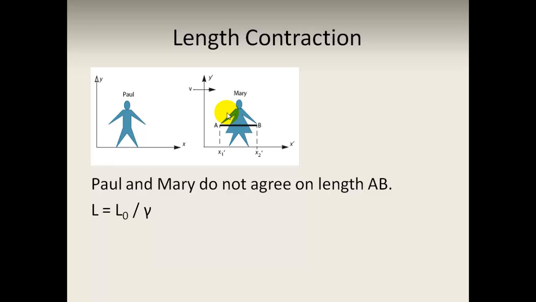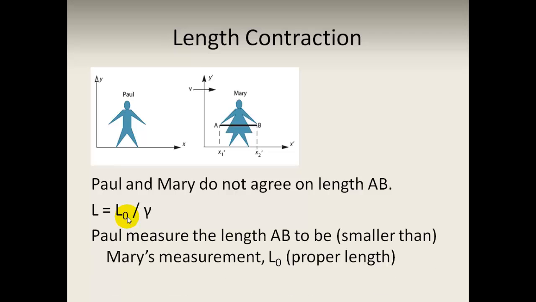The Lorentz factor is used to calculate what the observed length is relative to the proper length, and the observed length is equal to L0 divided by the Lorentz factor, or in other words L0 times the square root of 1 minus v squared over c squared. It means that Paul will measure the length AB to be smaller than Mary's measurement. Mary measures the proper length, so since he will measure it as being smaller, that's why it's called length contraction.